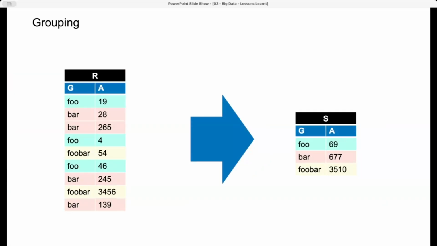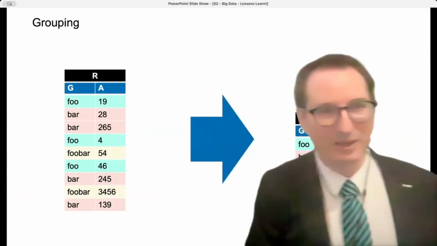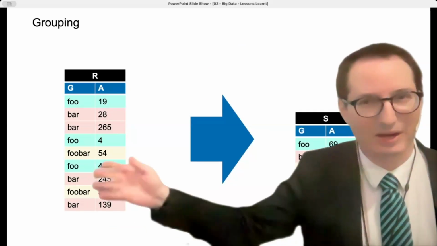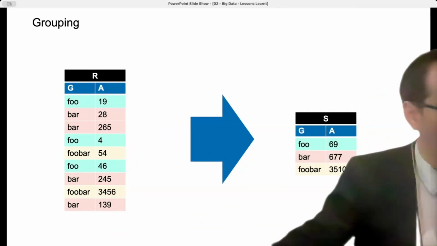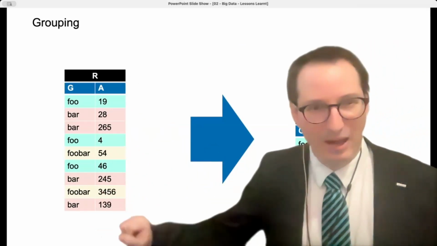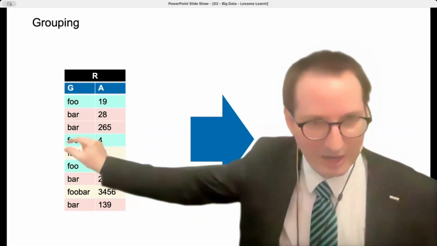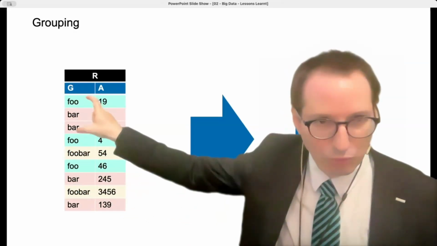Okay. Then we have grouping. This is what people in statistics offices, like the Federal Office for Statistics, they love to do. You have basically an enormous table right here, maybe all the population of Switzerland or all the populations in the cities, and you want to aggregate them by canton. And so what you do is that you notice that there's values that repeat here, and you want to group them.